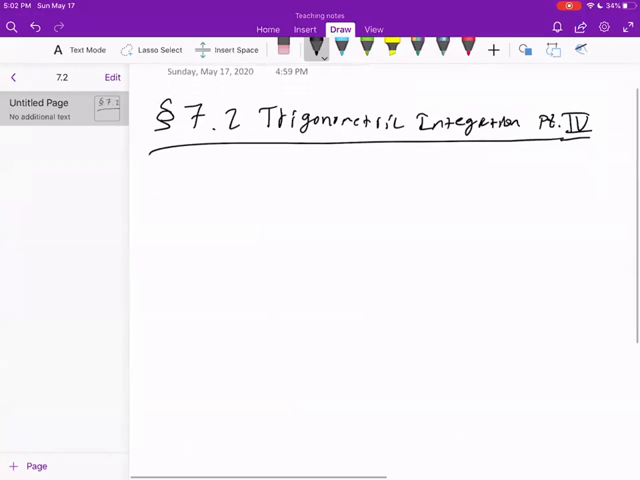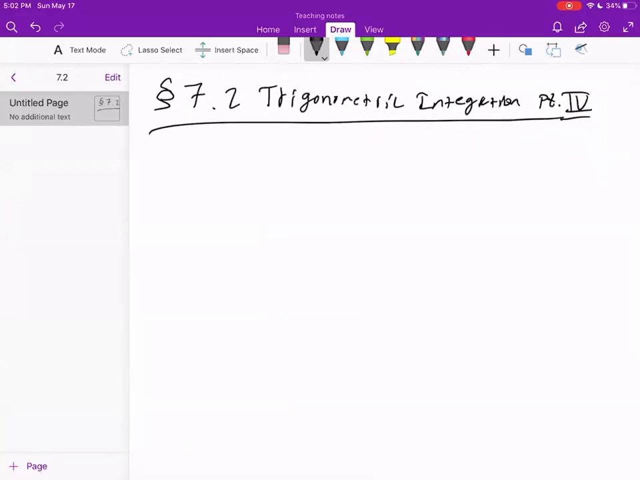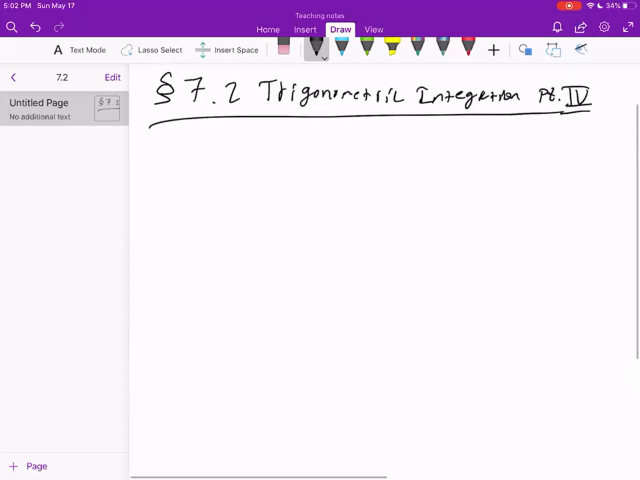I've changed apps that I'm using because I finally figured out how to share my screen. I'm going to be doing this in OneNote now, just because I can scroll instead of having to make new pages, and that's a little more convenient.